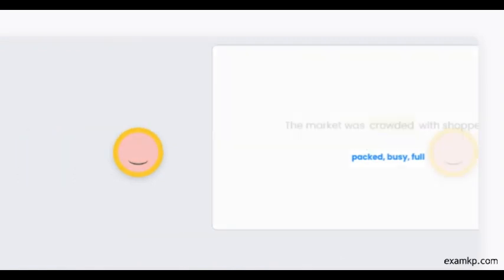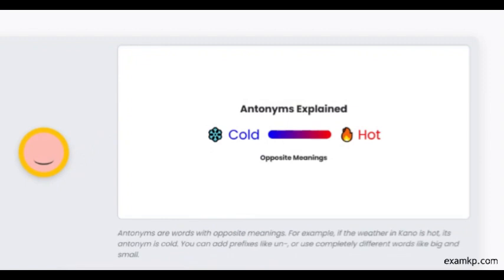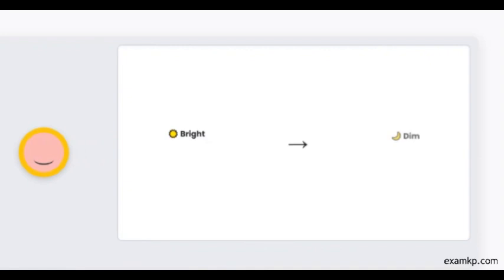Next up, we have antonyms, words that are the complete opposite of each other. For example, if the weather in Kano is hot, the antonym is cold, just like a Harmattan morning in Jos. Sometimes you form antonyms by adding prefixes, happy to unhappy, but often you just use a totally different word, big to small. Example: the bright sun in Abuja became dimmed during the eclipse. Here, bright and dim are antonyms.